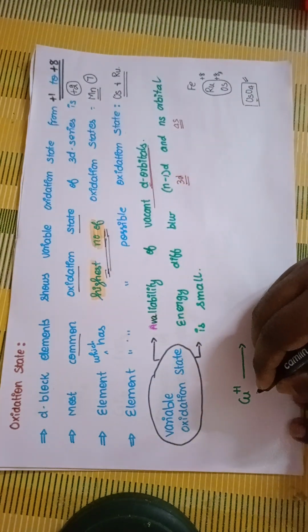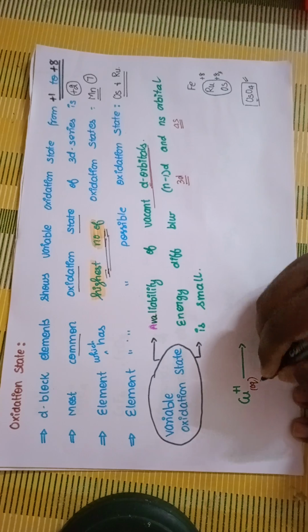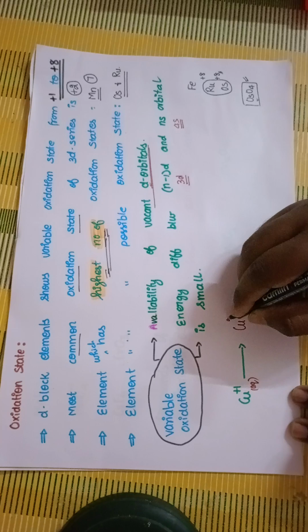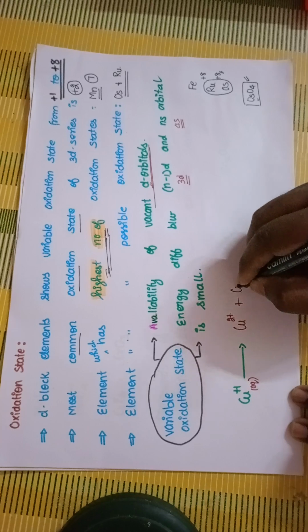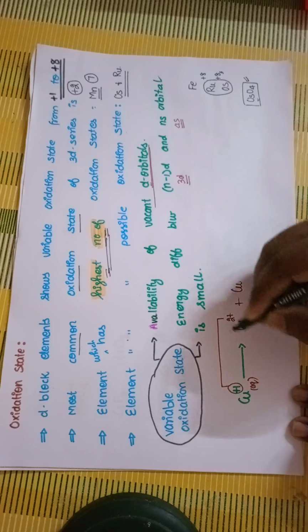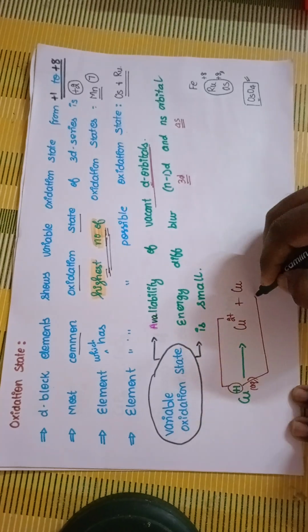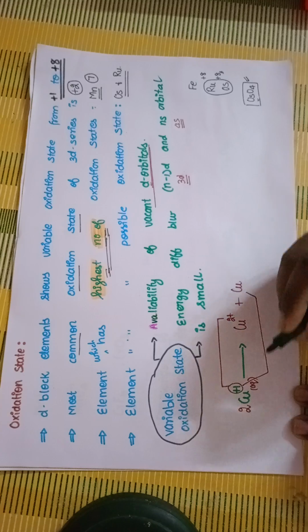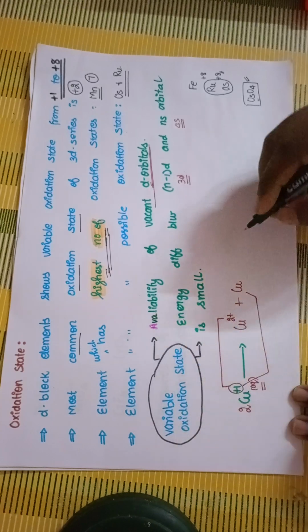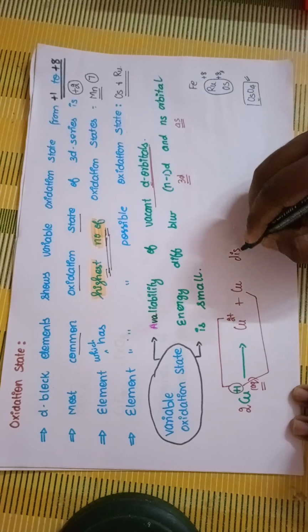And copper +1 in aqueous solution is unstable. So what it will do is form copper 2+ and copper. Here in +1 oxidation state, from +1 to 2+, from +1 to 0. So 2 copper is needed. In aqueous state, copper +1 is unstable, so it undergoes a disproportionation reaction.